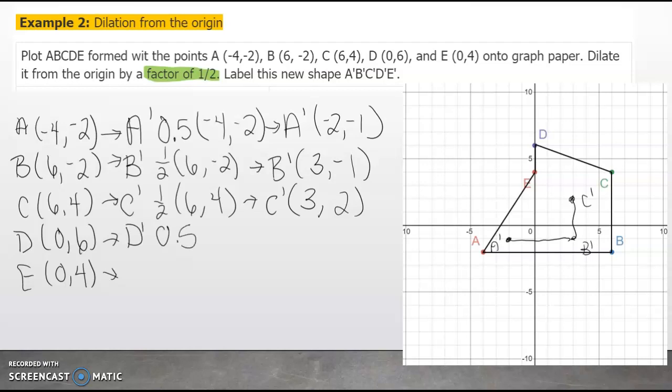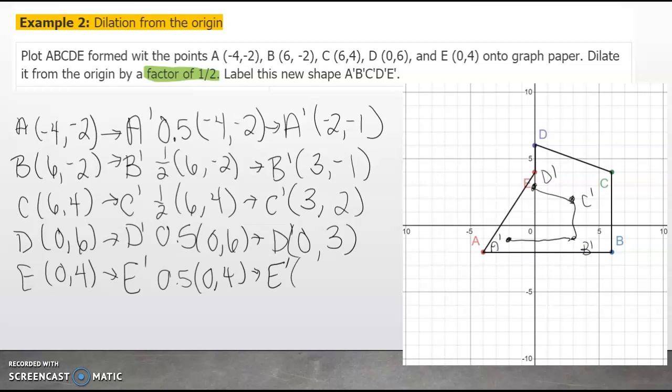D prime. Again, you can use the decimal or the fraction, it doesn't matter which one. Half of 0 is still 0. Half of 6 is 3. So 0, 3. D prime would be here. And then the last one, half of 0 and 4. Half of 0 is just 0, and half of 4 is 2. So 0, 2 would be E prime. And there we go. I've got my shape scaled down by a factor of 1/2. Again, dilations can get larger or they can get smaller.